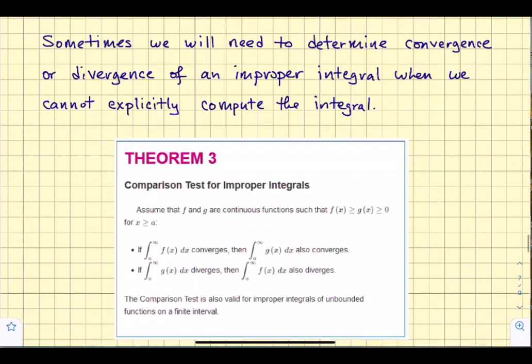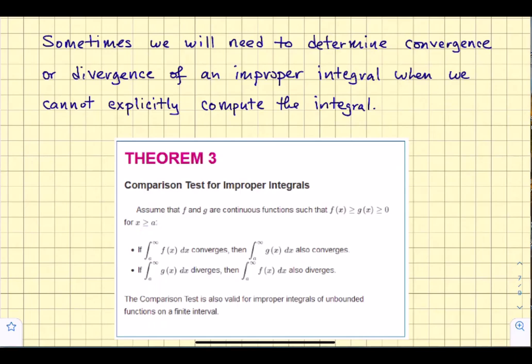Now sometimes we will need to determine convergence or divergence of an improper integral when we cannot explicitly compute the integral. So I'll just use this theorem from the textbook. This is called the comparison test for improper integrals. So assume that f and g are continuous, and f is greater than or equal to g, which is greater than or equal to 0, so your functions have to be non-negative on your interval of integration.